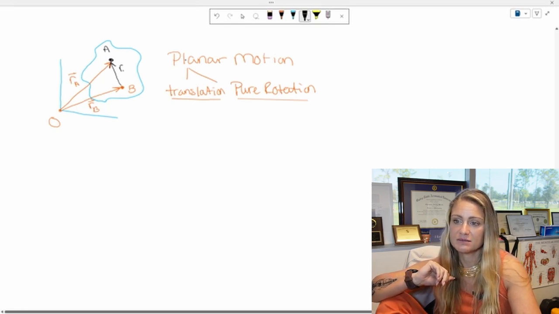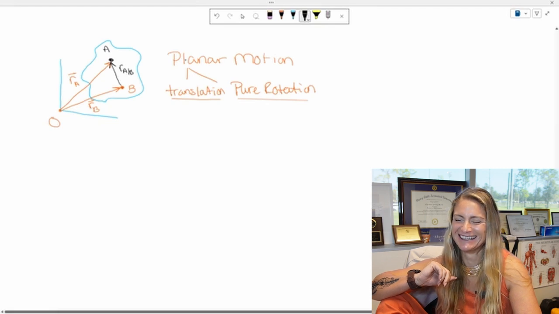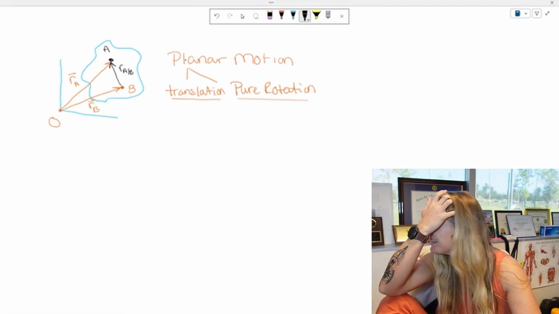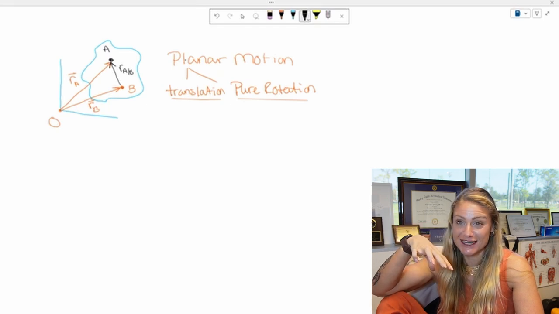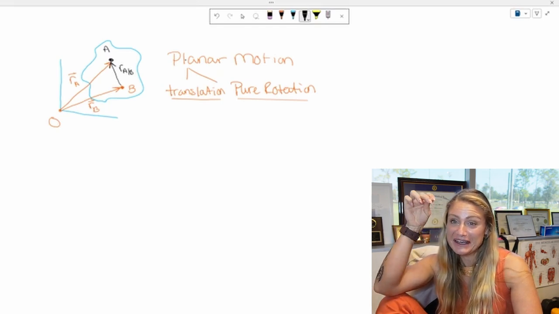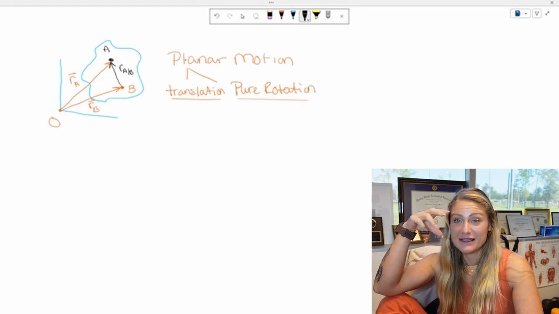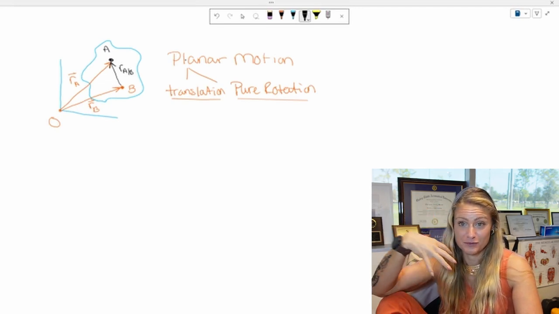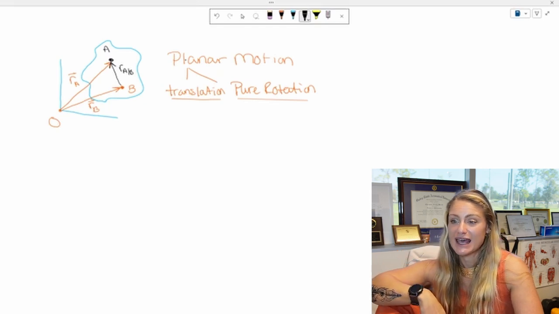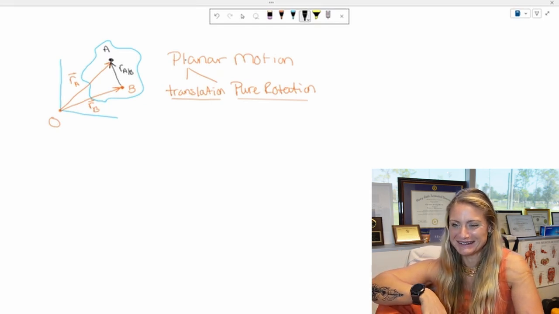So now when it comes to this part, I don't know if I'm too old or if you're gonna know what I'm talking about, but do you know Honey, I Shrunk the Kids? Okay, well, pretend like I just shrunk down and I jumped on my little airplane and I'm sitting at point B and I'm looking at A. Well, from that viewpoint, it's going to look like A is in pure rotation about where I'm sitting, right? I really hope that you know that movie.